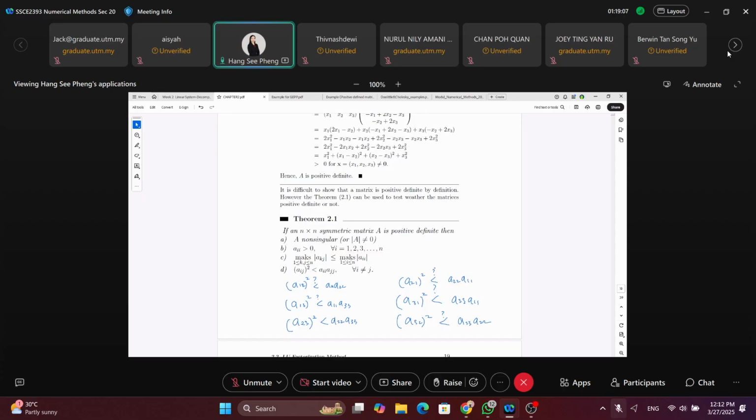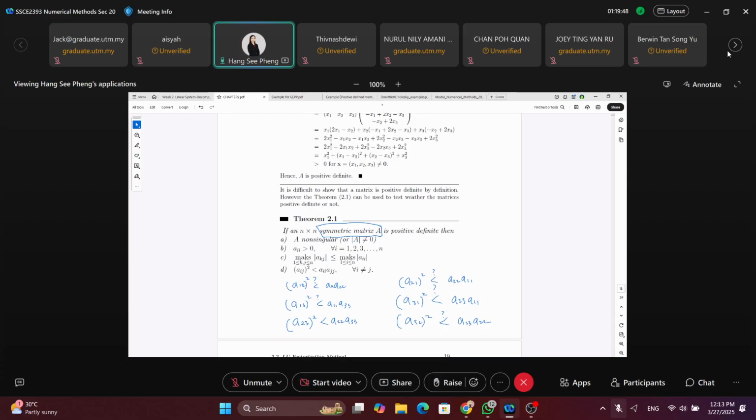But anyway, if you already prove that this matrix is symmetric, you can just check either one, since A13 equals A31 and A23 equals A32. If you make sure that this matrix is already a symmetric matrix, then you just check for one set.